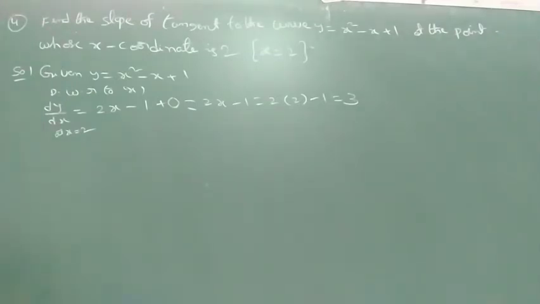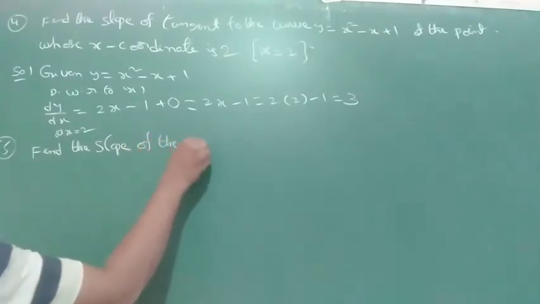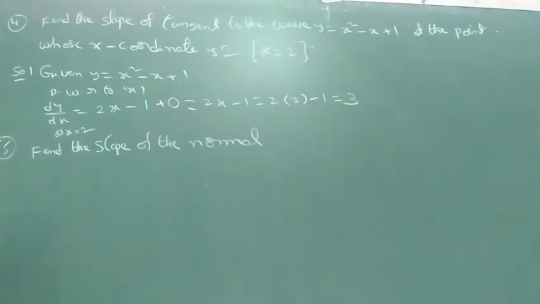The fourth one is also the same, so it is homework. Fifth one: find the slope of the normal to the curve.